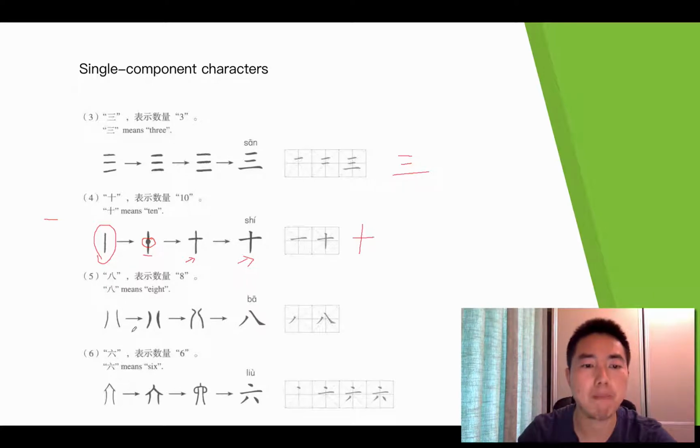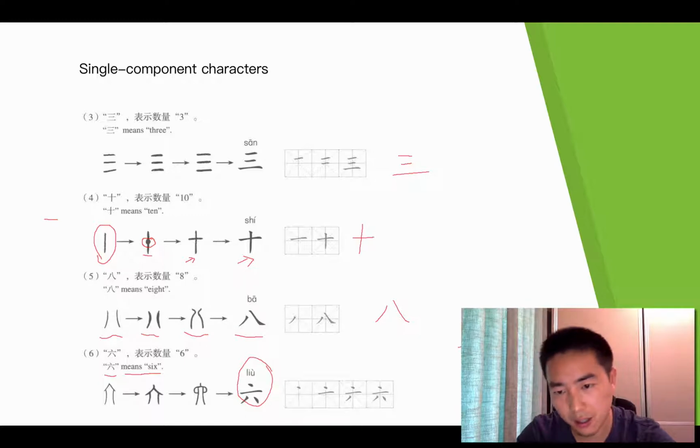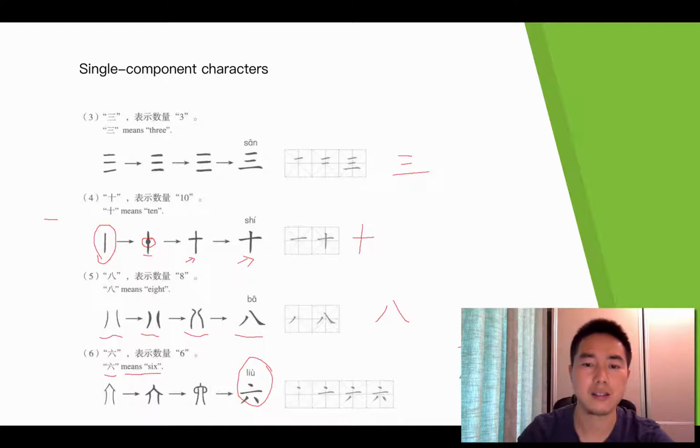The next one is 8. So 8 is 八 in Chinese. This is how it looks like. 八. So we write 八 in Chinese like this. Okay, the next one is 6. 六 means 6. So 六 originally looks like this, then gradually it becomes this way. 六: dot, horizontal, left falling, dot. Okay, this is 6. These are all the things we're going to learn in lesson 1.